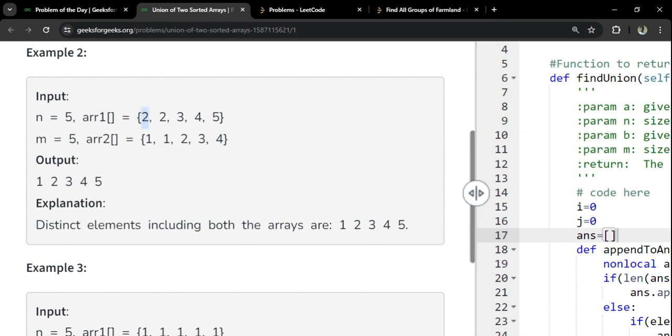Okay, so now I will again examine the first element to be processed in array 1 and the next element to be processed in array 2. So these are the two ones. Obviously both are the same, so in this case I will push them only once, and I will move ahead.